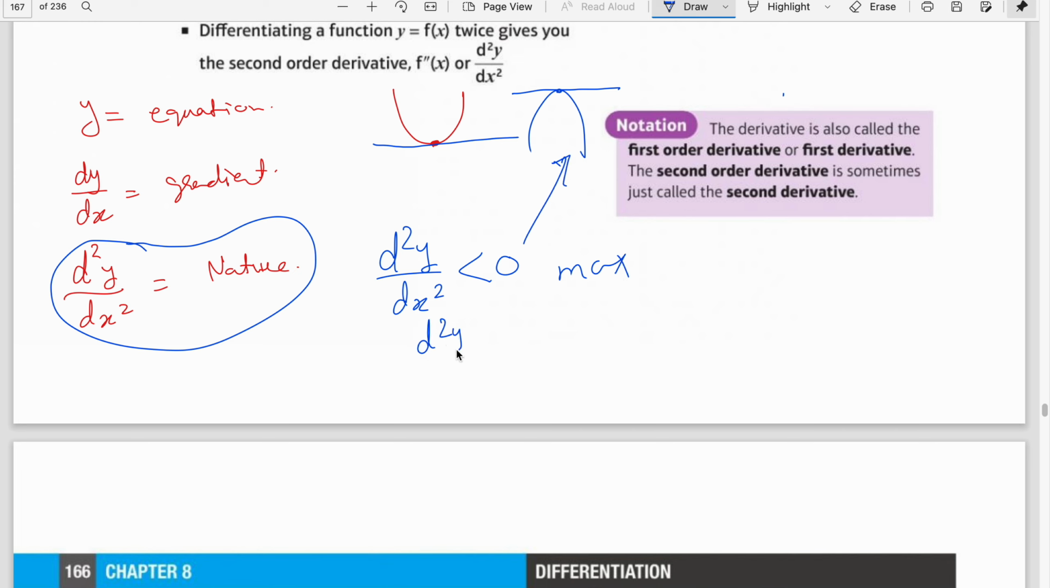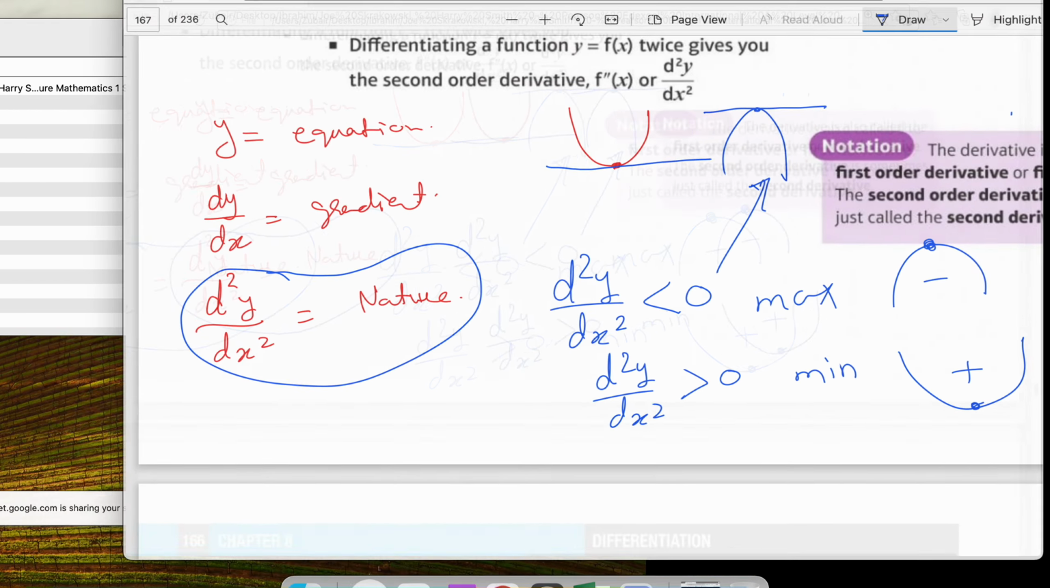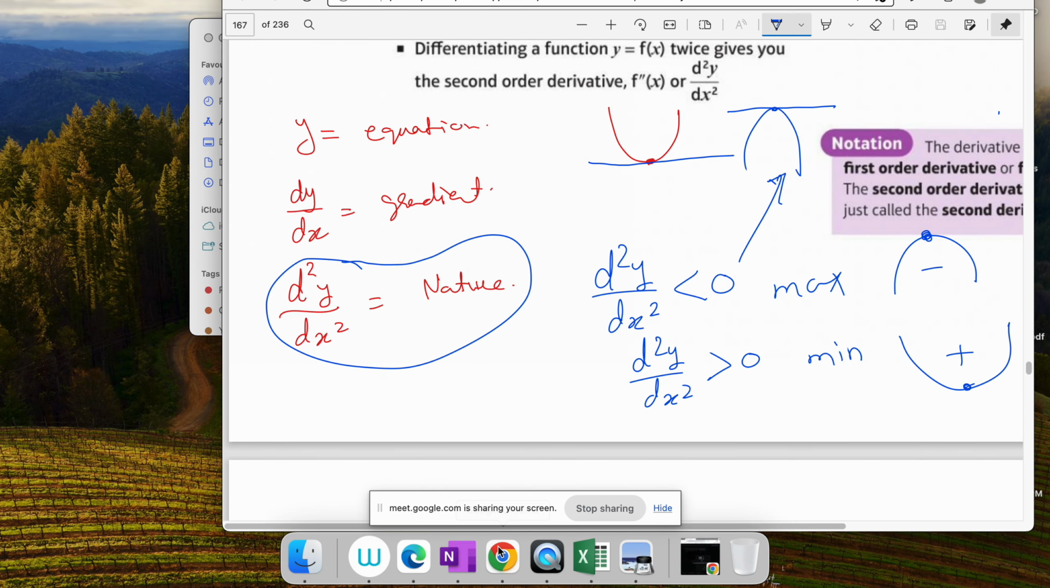And when d square y by dx square is greater than 0, positive, that is a minimum point. This is how you learn. Positive people smile, negative people are sad. So when it is negative, it is a maximum point. When it is positive, it is a minimum point. Let's solve an example question.